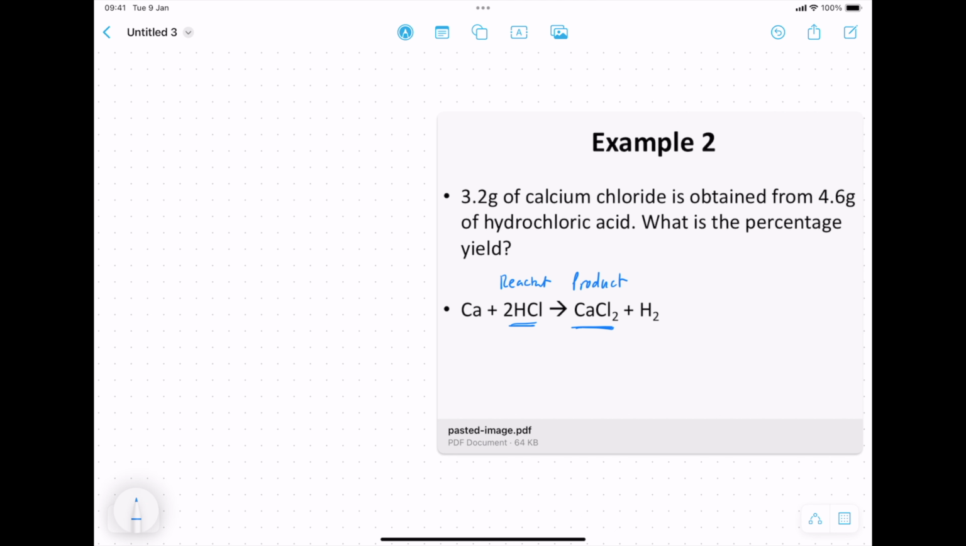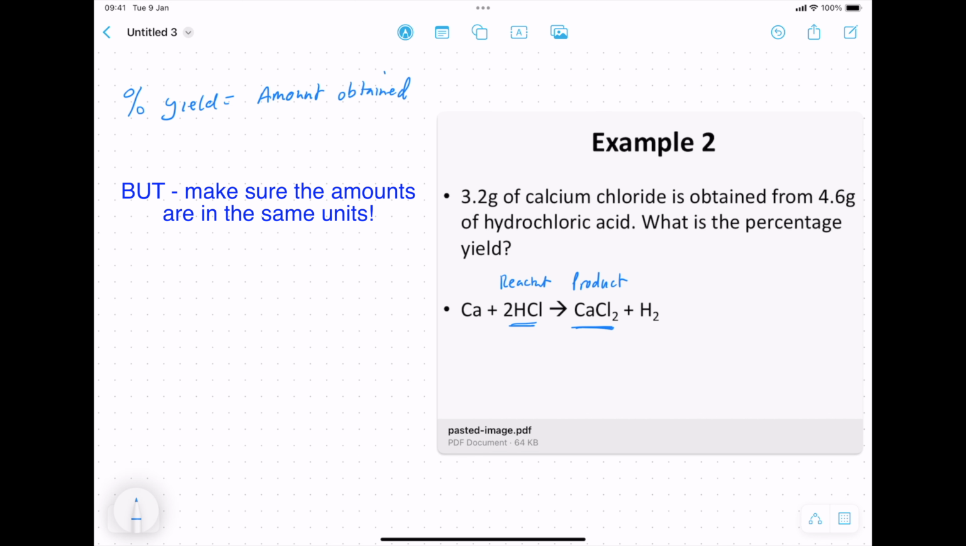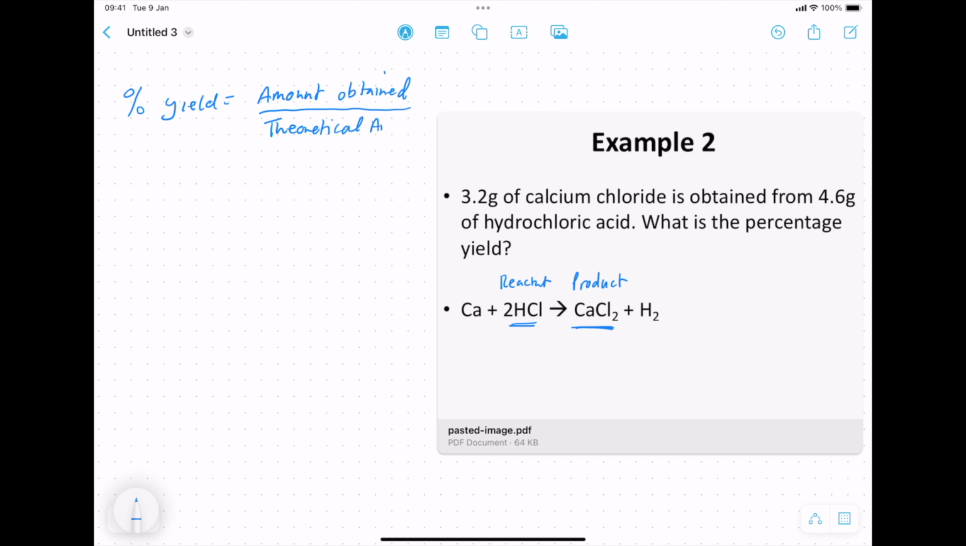So the percentage yield formula is a really simple one. It's just the amount obtained in the experiment. Now notice I'm using really vague language there. The amount could be in grams, kilograms, moles, centimeter cubed, anything. It's just the amount obtained divided by the amount you should have obtained. In other words, the theoretical amount, how much you should have got, and then multiplied by 100 to turn it into a percentage.